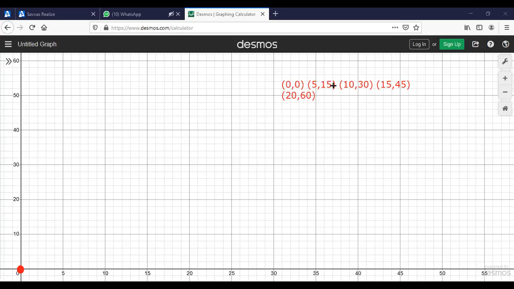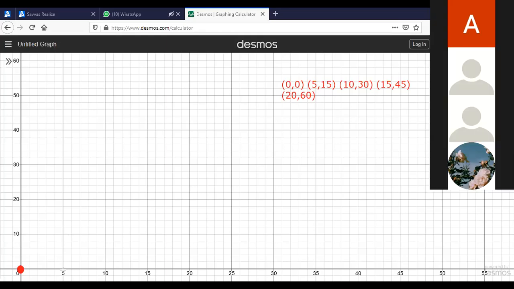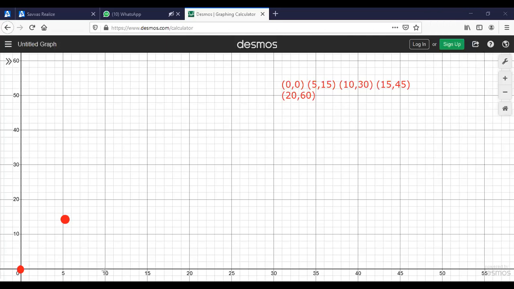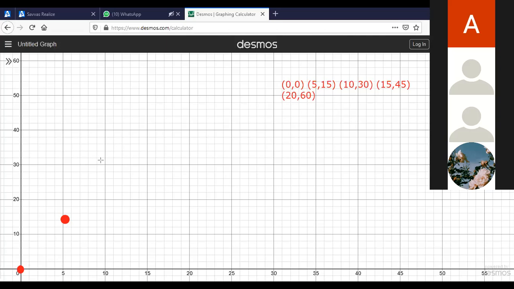Now 5 and 15. This is another point that I need to draw. I need to graph 5 with 15. So start by moving 5 steps to the right and then 15 steps up. And here is your second point. Right? Now, after that, we have 10 with 30. So this is 10. You will go up to 30. And this is your third point.